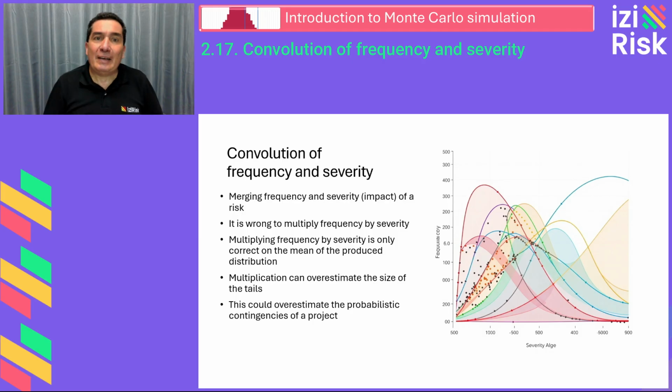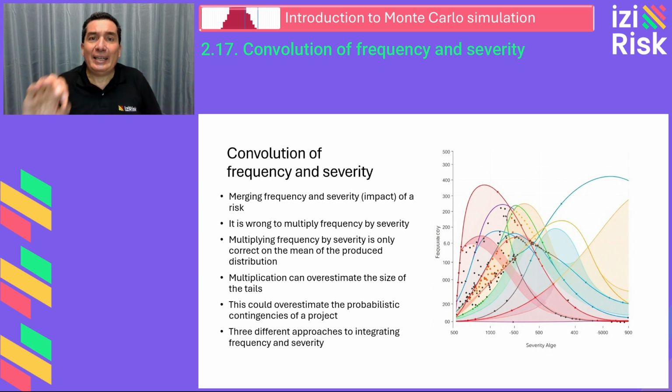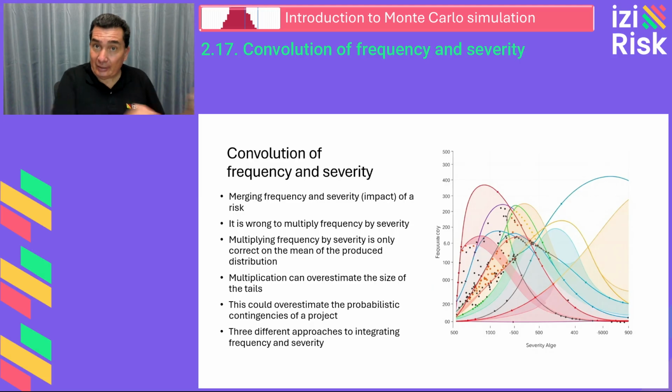For example, if a probabilistic contingency is set at the 80th or 90th percentile and it is miscalculated, excessive contingency values might be assumed. So there are three approaches to integrating frequency and impact. We will proceed to integrate frequency and impact using these three different approaches.